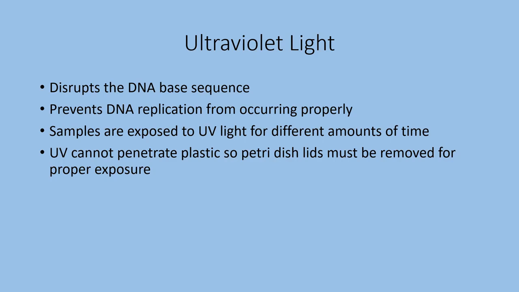It does disrupt that DNA-based sequence, and therefore it's going to prevent DNA replication from occurring properly, because you've messed up the sequence of the DNA. So what we do here is we take the samples, we plate them out on petri dishes, and then we expose the plates to UV light for different amounts of time. So you're going to have a 0 time, that's your control, and then you're going to vary the amounts of time that you expose to the UV light, and then incubate the plates and see if growth was inhibited or not.